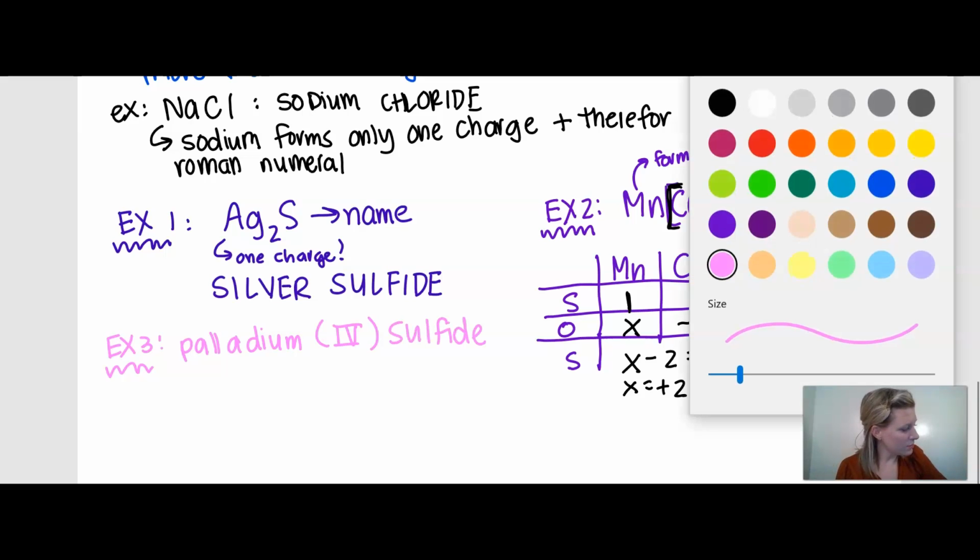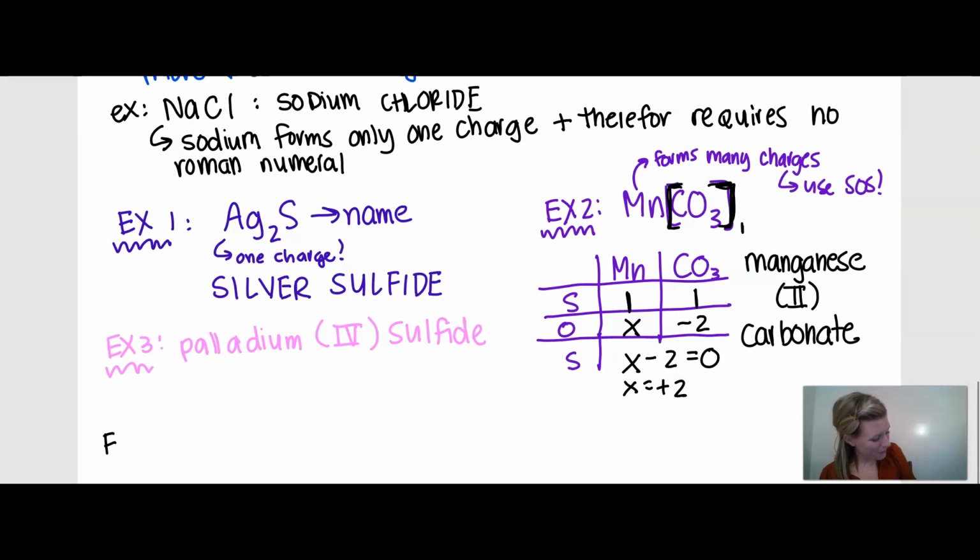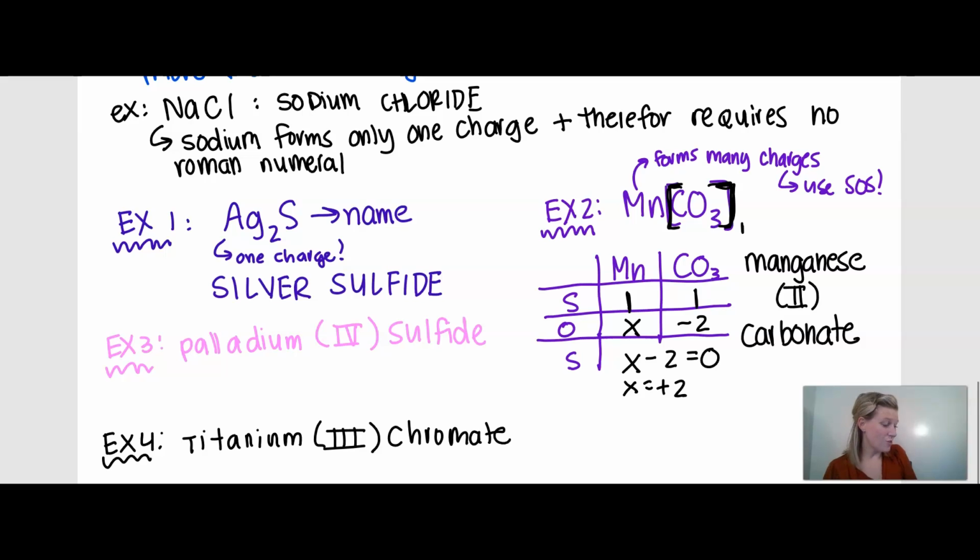And let me just write the last one out. Example 4 is going to be titanium(III) chromate. Now that we're looking at these names, I want us to go to formulas. We are going to do palladium(IV) sulfide first. So palladium, we need to look up what that is on the reference table. If you don't know what palladium is, you want to look that up.